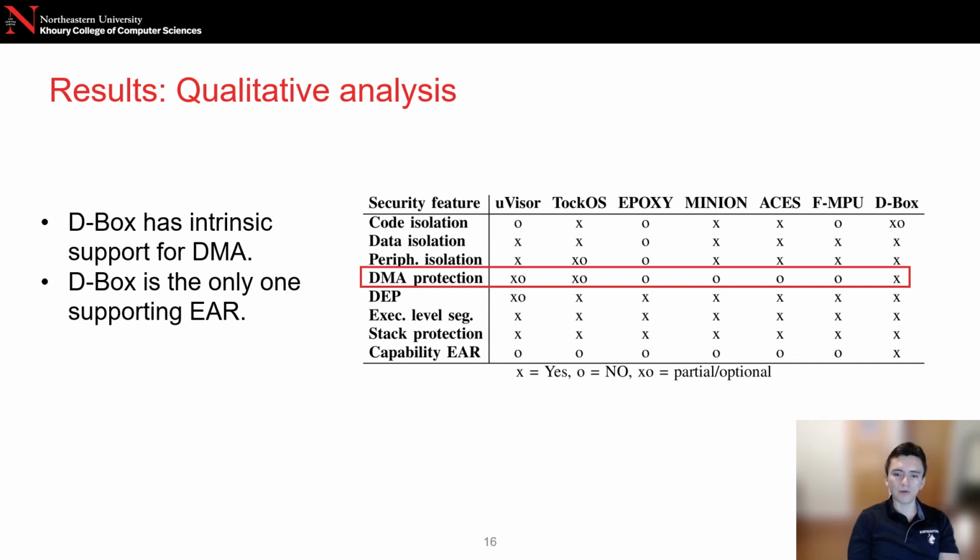It is important to notice that DBox is the only one that supports extensible access rights, which are meant to handle off-chip peripherals connected to SPI or I2C buses. Without considering this addressing scheme, the DMA operation is incomplete.